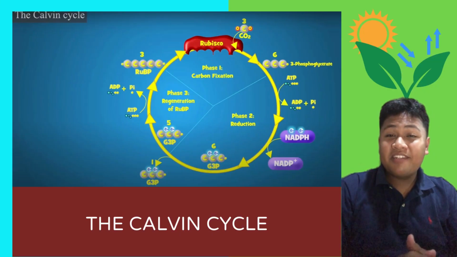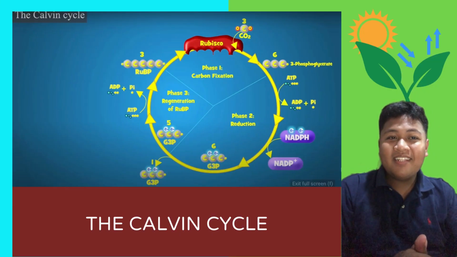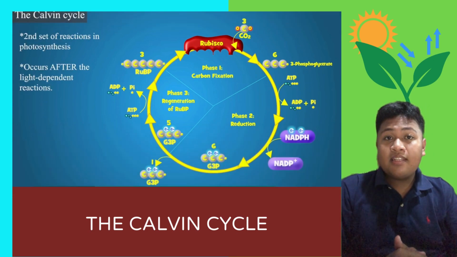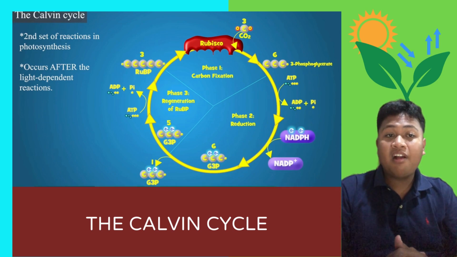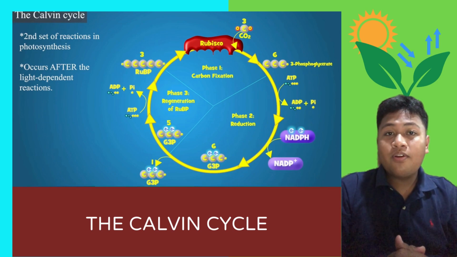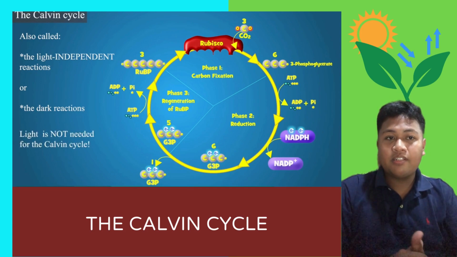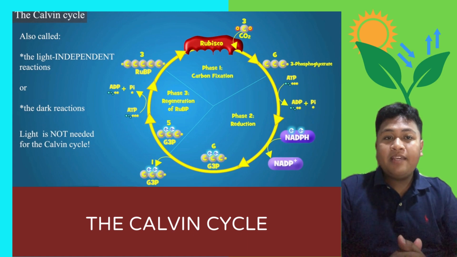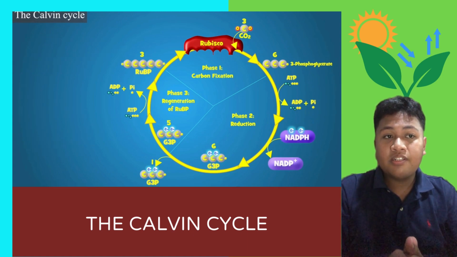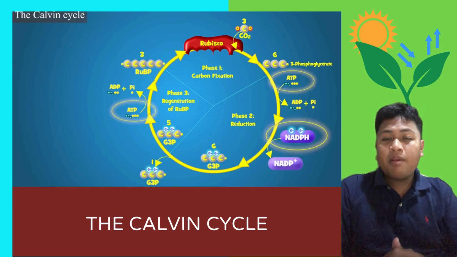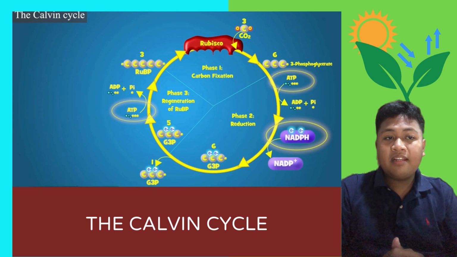Following the light-dependent reactions in photosynthesis, the second series of reactions is known as the Calvin cycle. Since light is not strictly necessary for the Calvin cycle to occur, it is also referred to as the light-independent reactions or even the dark reactions. Nevertheless, ATP and NADPH, the two essential byproducts of the light reactions, are required for the Calvin cycle to function. As you may remember, the light processes at the thylakoids produce the ATP and NADPH.